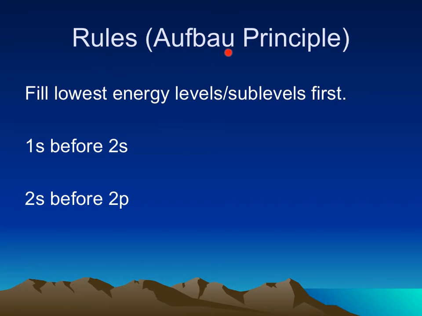So, the Aufbau principle is basically you're going to fill the lowest energy level and sublevels first. That means 1s has to be filled up with electrons before 2s can start to be. And then 2s has to be filled up with electrons before you can start to put them into p.